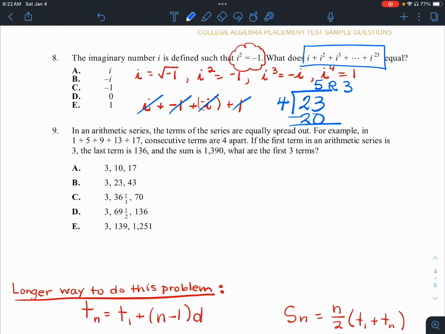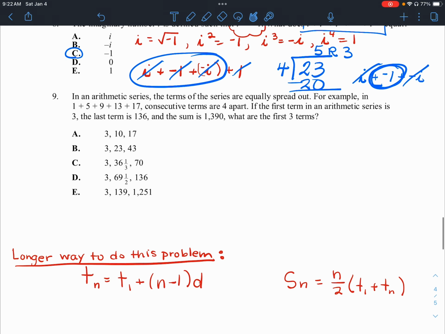So that means I would cycle back and have the first 3 terms of this sequence, i plus negative 1 plus negative i. That's what I would have, because my remainder is 3. Well, this i and negative i will cancel. I'm going to be left with just negative 1, letter C. Very, very tricky problem. Okay, very tricky here.